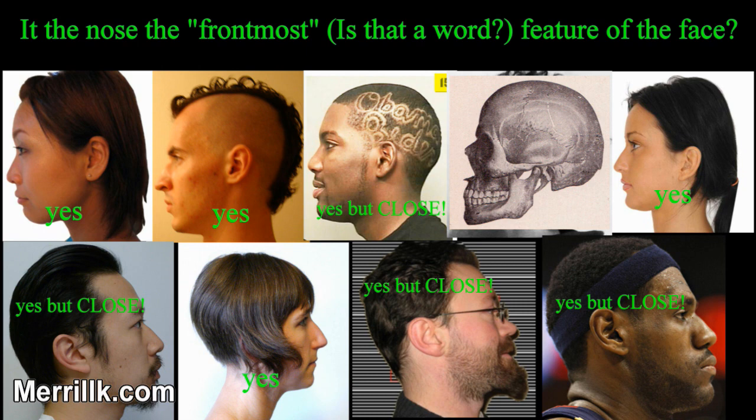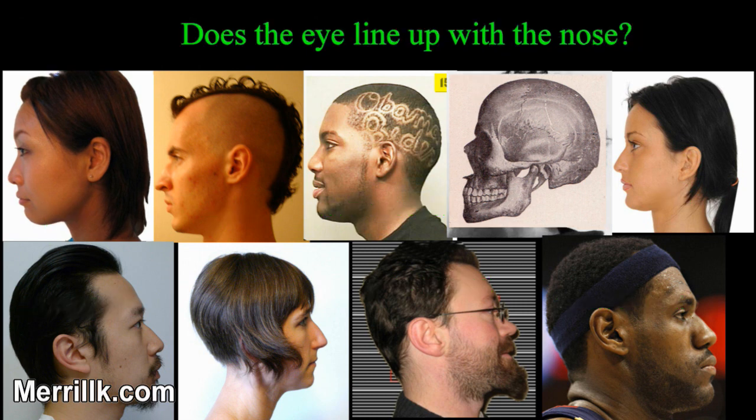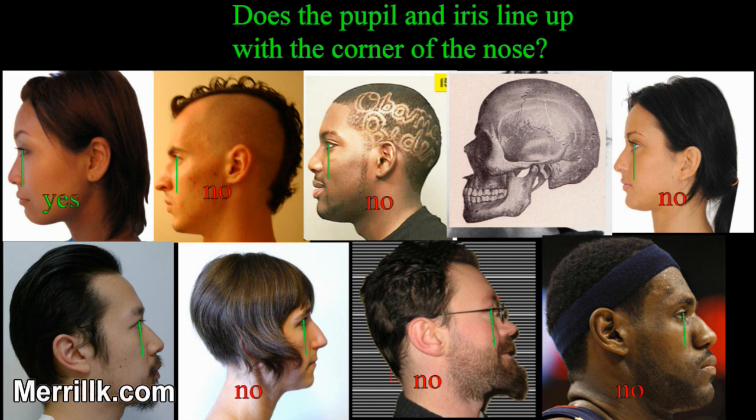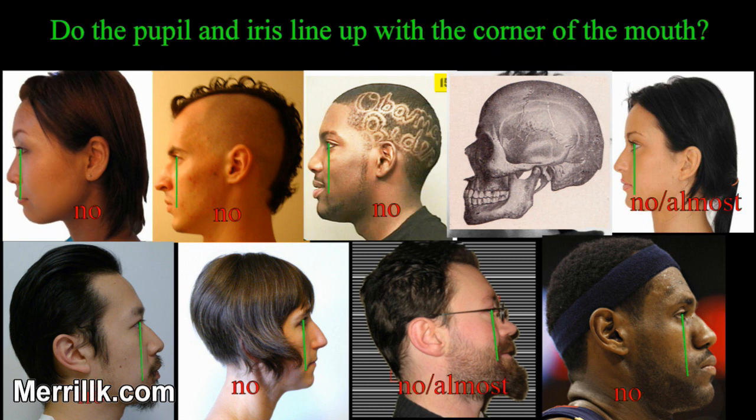The next question asks, does the pupil and iris line up with the corner of the nose? It only did on 1 of the 8 people that I tested. Then I asked, does the pupil and iris line up with the corner of the mouth? And it didn't for any of the 8 people.